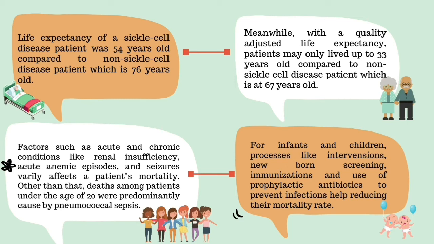Meanwhile, in terms of quality-adjusted life expectancy, the patient may live up to 33 years compared to a non-sickle cell disease patient, which is 67 years. Moreover, factors such as acute and chronic conditions like renal insufficiency, acute anemic episodes, and seizures variously affect a patient's mortality. Other than that, death among patients under the age of 20 was mainly caused by pneumococcal sepsis. For infants and children, there are processes like interventions, newborn screening, immunizations, and use of prophylactic antibiotics to prevent infections that help reduce their mortality rate.